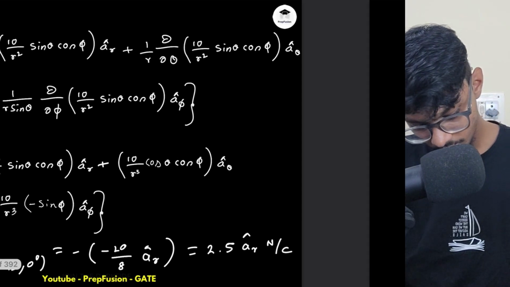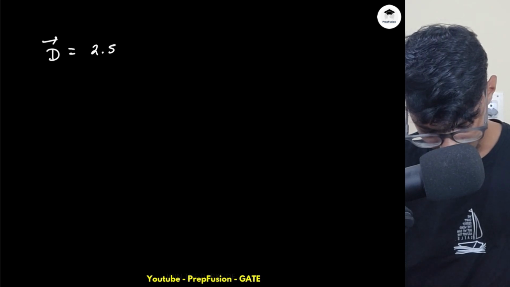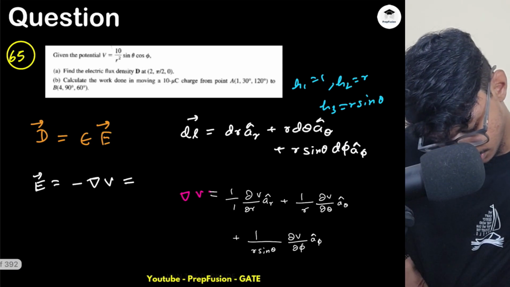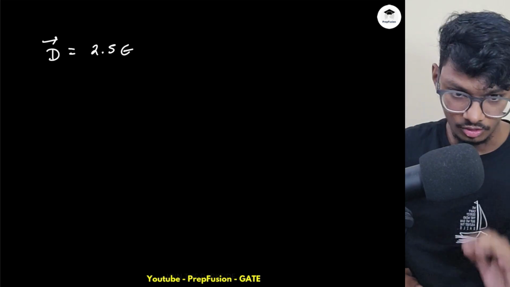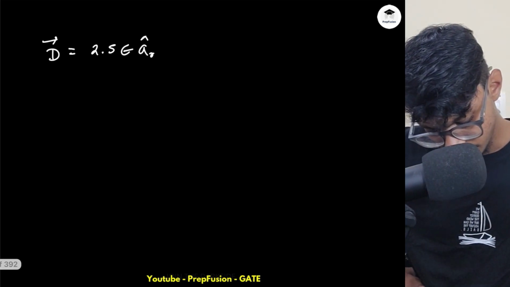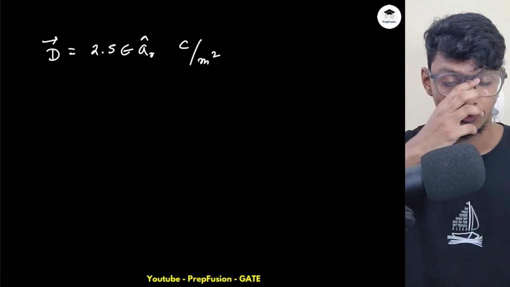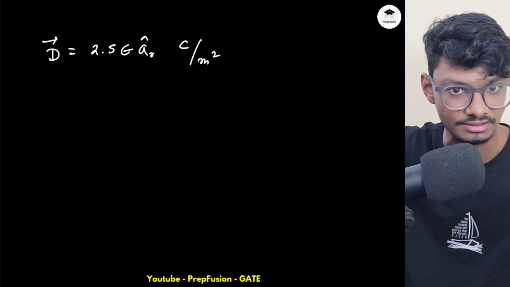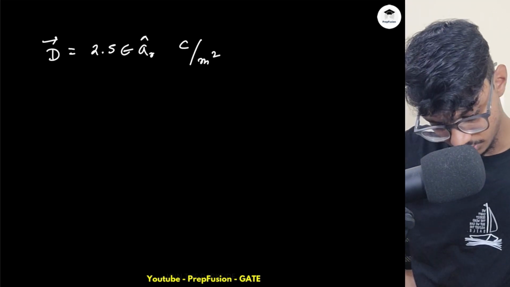Okay, so what will be my flux density? Flux density will just be 2.5. Have they given me epsilon? They have not, so I will just write in normal expression that 2.5 epsilon AR cap, this will become coulomb per meter square, because epsilon has a unit, and what is the unit of electric flux density? Flux density, so charge per unit area. Okay, so this will be the answer.